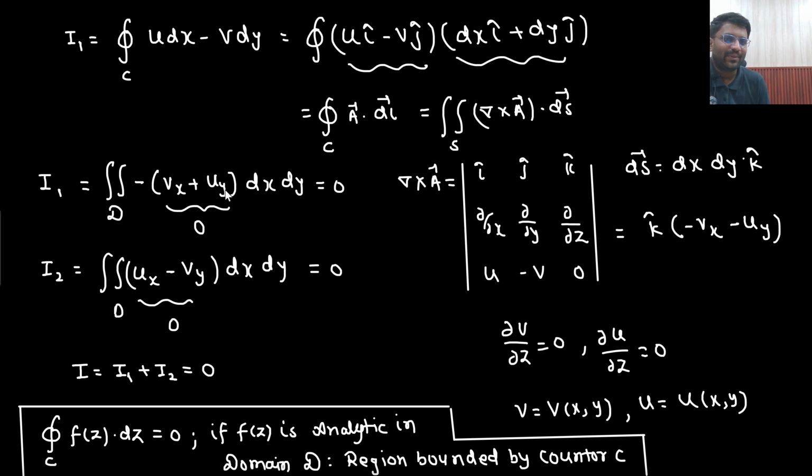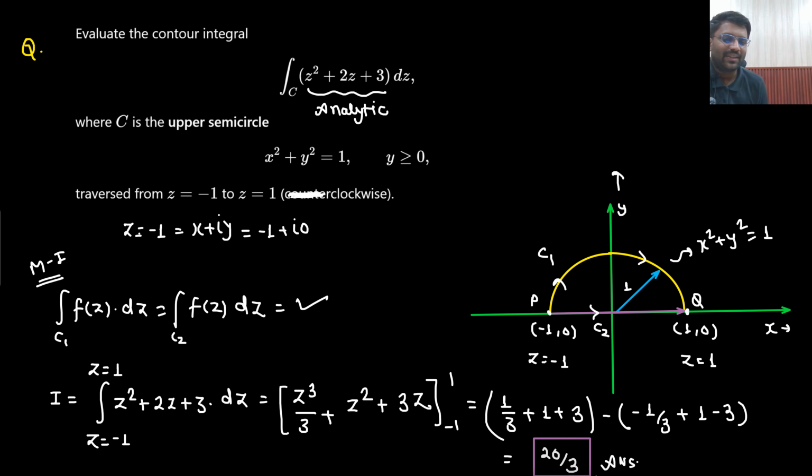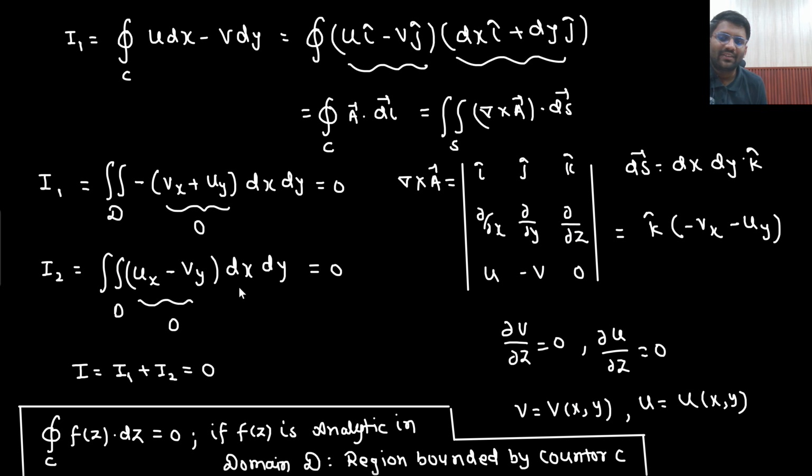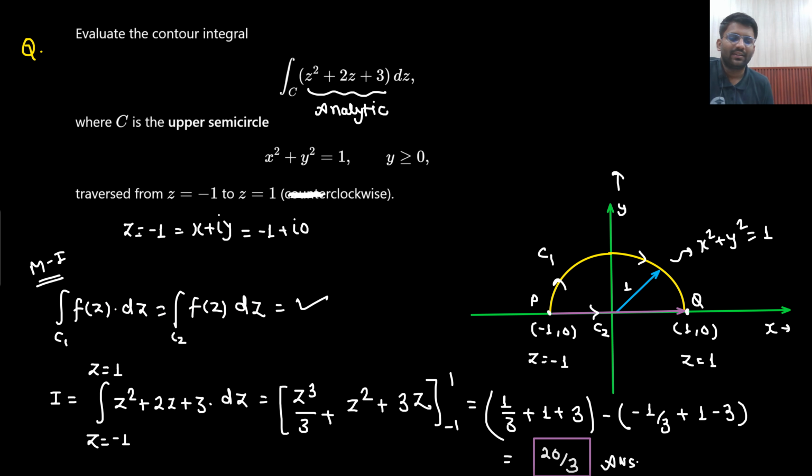This process again will become somewhat like this, but the answer will not come out to be 0. This time the answer will be 20 by 3. This time everything will not get cancelled out. Something you will be getting. So a double integral you might have to calculate and all those things, which will be difficult to solve, right? So yeah, you can try doing it on your own if you want.